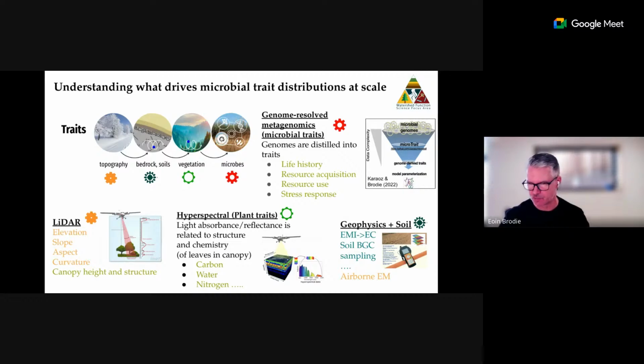And all of this information is being built into our workflow to parameterize this EcoSIM model. So this is a work in progress, and this is my last slide. And I'm right at time, so hopefully folks can hang on for a few more questions as well.